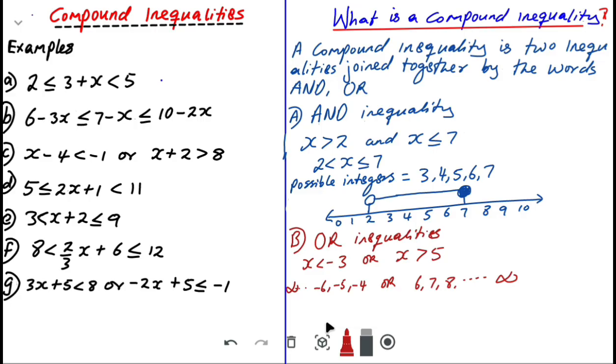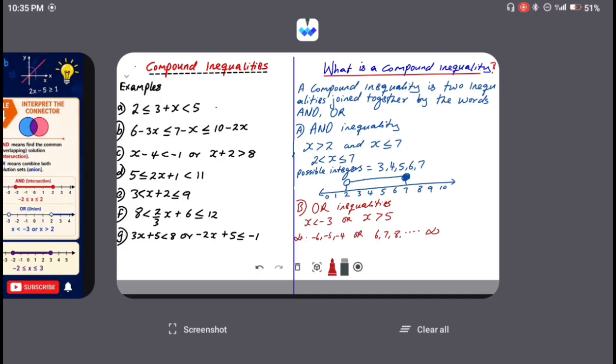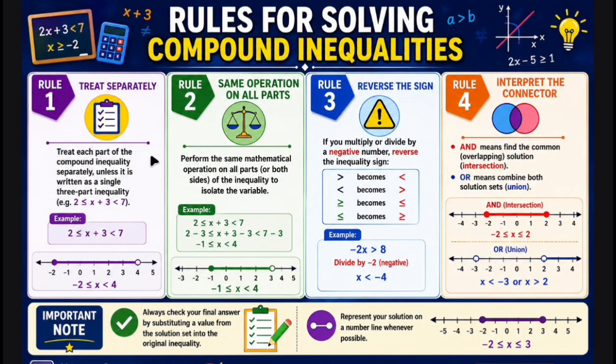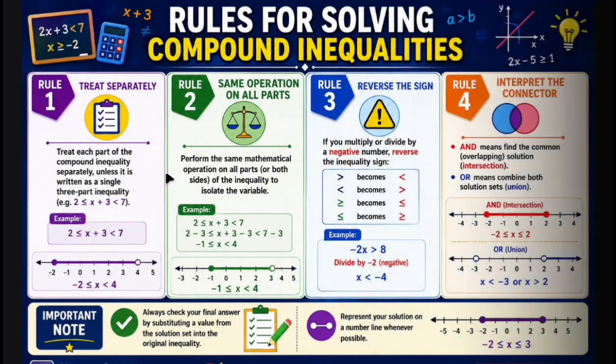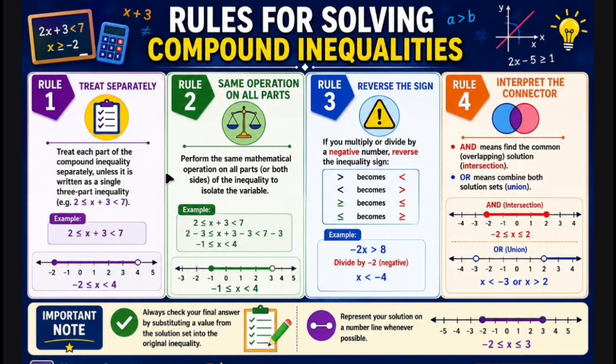Now, before we proceed, let's also consider the rules we need to adopt when solving a compound inequality. What are the rules we need to put into consideration when solving compound inequalities? The first rule is that we treat the compound inequality separately, unless it is written as a single three-part inequality. The second rule is that we perform the same mathematical operation on both sides.